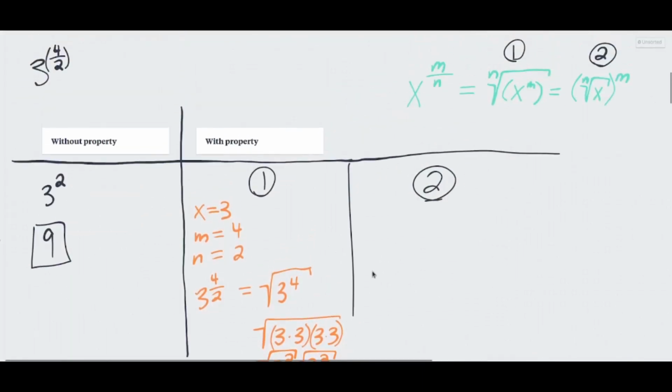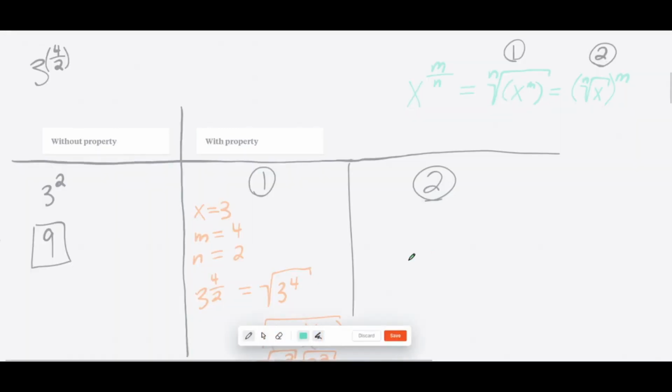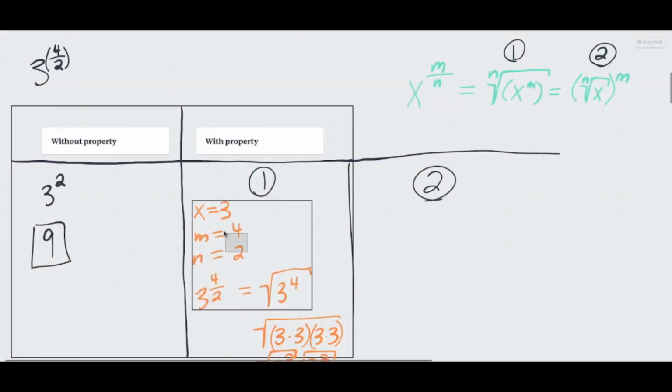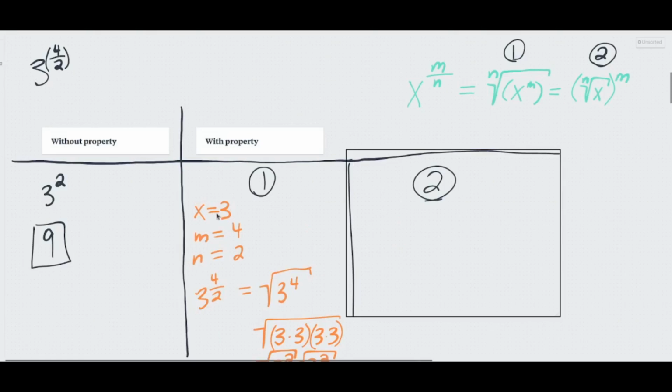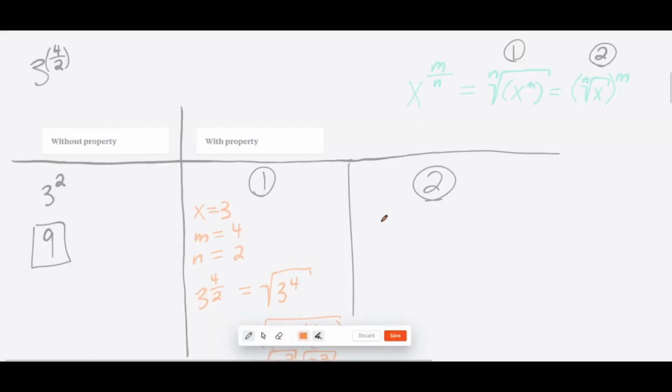That was one way to do it. What we could have also done is we could have also had the nth root, in this case the square root, inside. So if we do that, let me write that out. Again, we're going to have the same situation here. So the x, m, and n values are the same. So x is still 3, m is still 4, n is still 2. But now what we're doing a little bit differently is instead of writing it this first way, we're going to write it the second way.